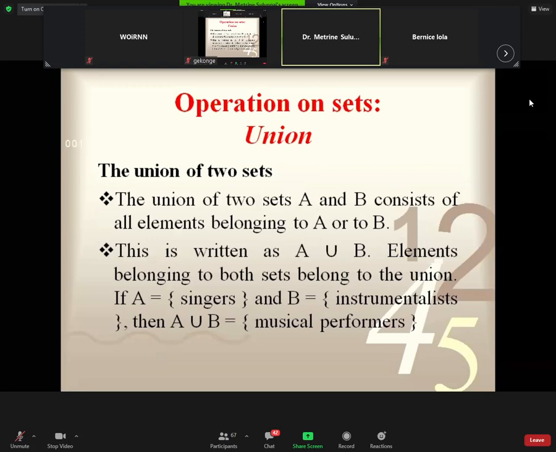So let's now look at union. We said the symbol for union is something that looks like a U. So that means a union of two sets. But it can also mean a union of three sets. But now we are beginning with two sets. When we are looking at the union of two sets, what do we mean? We are saying the union of two sets A and B consists of all elements belonging to either set A, or B, or they are in both. Either the elements are in A, or the elements are in B, or are in both A and B.